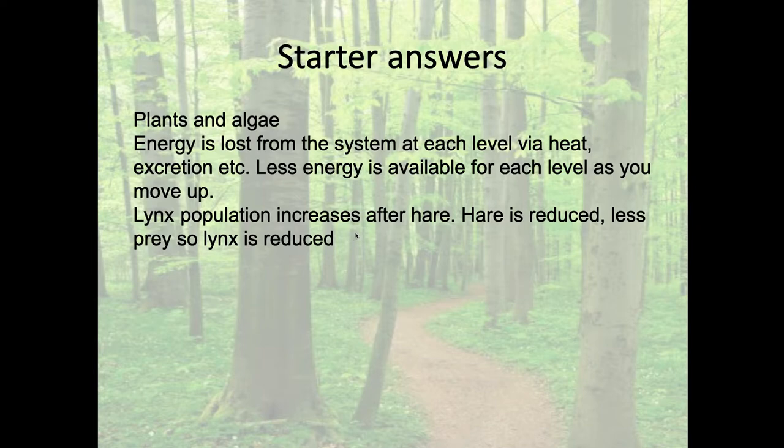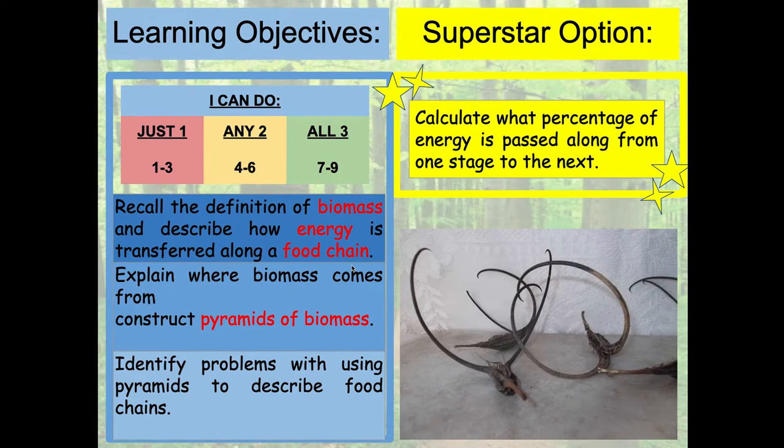And looking at that graph, this is quite hard as I said, but we did answer this question last lesson as well. The lynx population rises after the hare population rises. When the hare population is reduced, there is less prey for the lynx, and so the number of lynx is reduced. So if there are lots of hares, and then for some reason, let's say disease, the hares die off, then the population of the hares is no longer able to support that population of lynx, and so some of the lynx will die.